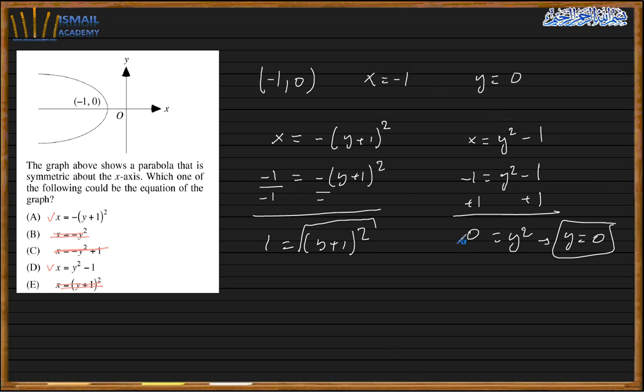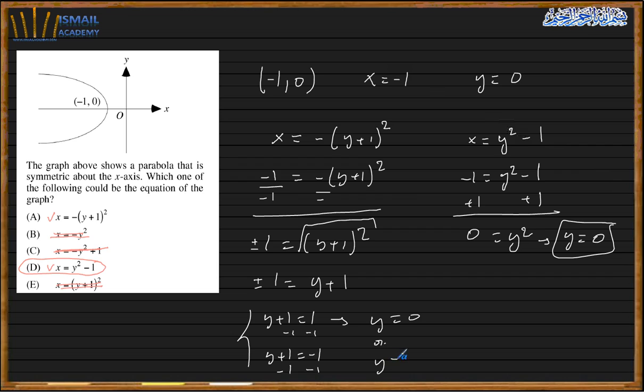So x equals y squared minus 1. I'm going to do this to show you that this is not my answer. If I take the square root, I will have plus or minus 1 equals y plus 1. So here I will have y plus 1 equals 1 and y plus 1 equals minus 1. If I subtract 1 from both sides, I get y equals 0, or y equals minus 2.